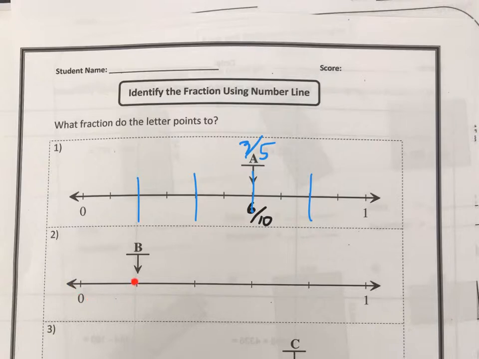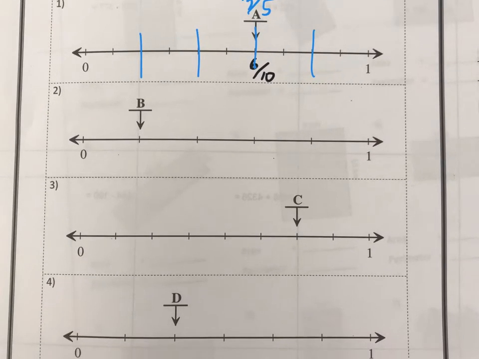Okay, what do we have here? 1, 2, 3, 4. These are into 5 parts, so that one's pretty simple to do. What else do we have here? 1, 2, 3, 4, 5, 6, 7, 8. This is 8 pieces, and this is the 6th one. So that's your first fraction, but can you reduce that?